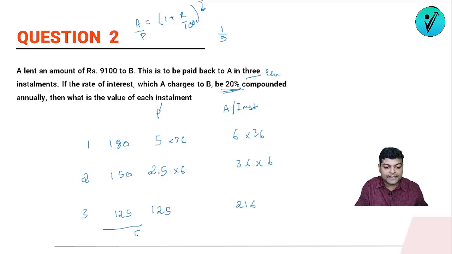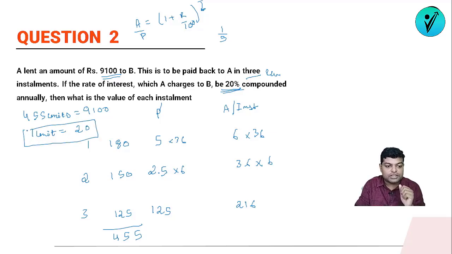So what is the overall principal? Simply add it. So it will be 5, 8 plus 2 is 10, plus 5, and 4. So the total interest that we are getting is 455. But here the interest was 9100. So we can say that 455 units is the same as 9100. So what will be the value of 1 unit? The value of 1 unit is, oh sorry, it's 20.